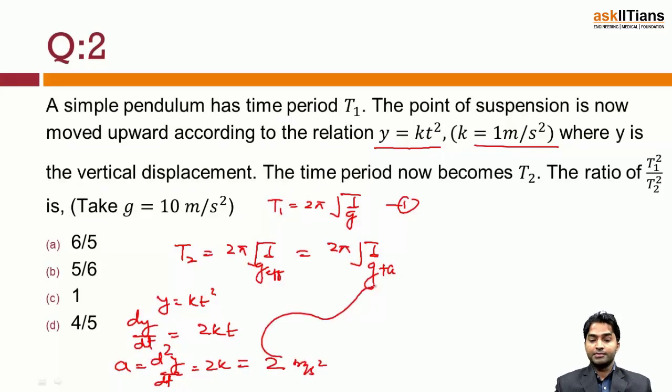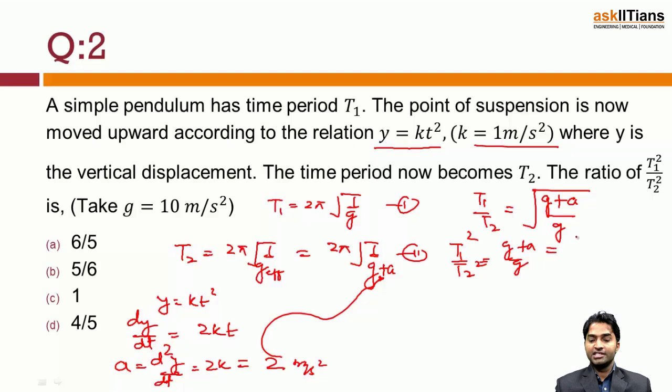We will substitute this value in the second equation and then find the ratio. T1 upon T2 is equal to under root of (g plus a effective) upon g, and squaring both sides, we get T1 square upon T2 square equal to (g plus a) upon g. Considering g as 10, that is 10 plus 2 upon 10, so we get the ratio equal to 12 by 10, that is 6 by 5, and so option A is the correct choice. What we did in this question is just a case of the time period of a simple pendulum.